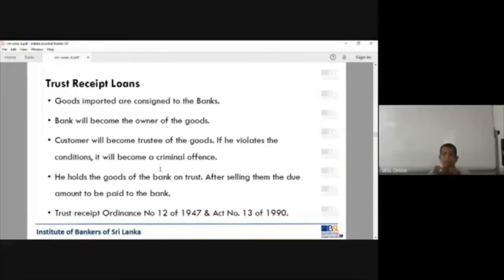So it is one sort of post-import finance facility called trust receipt loan, where the goods are consigned to the bank, the ownership is with the bank, and we give it to the customer to sell and pay. If he does not pay, it is a breach of trust. So it is a criminal offense governed by Trust Receipt Ordinance 12 of 1947 and Act number 3 of 1990.